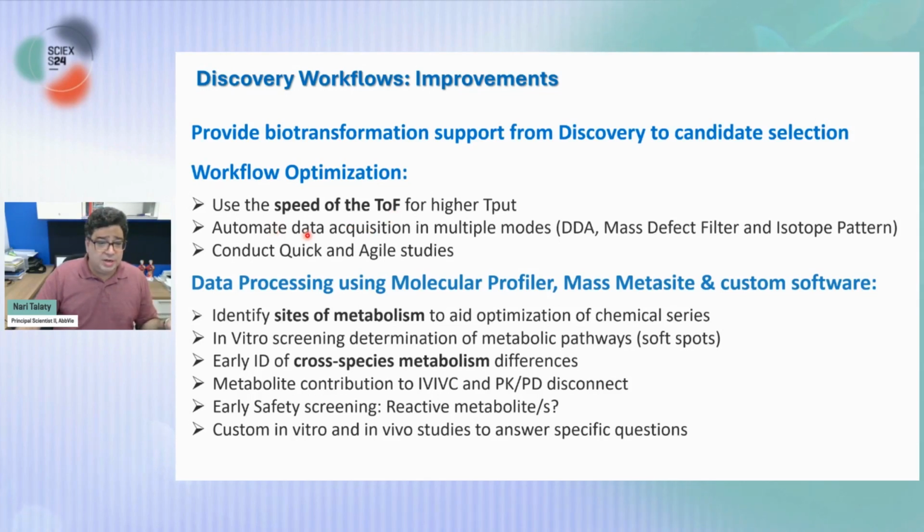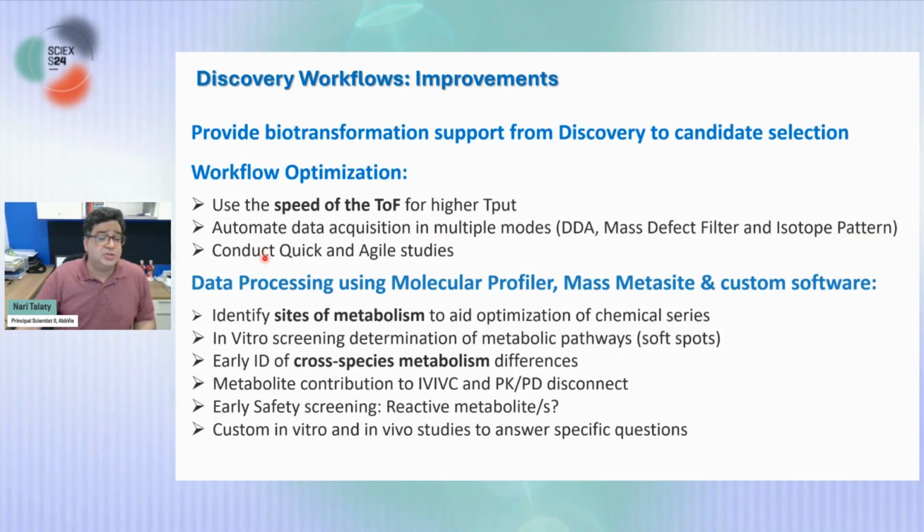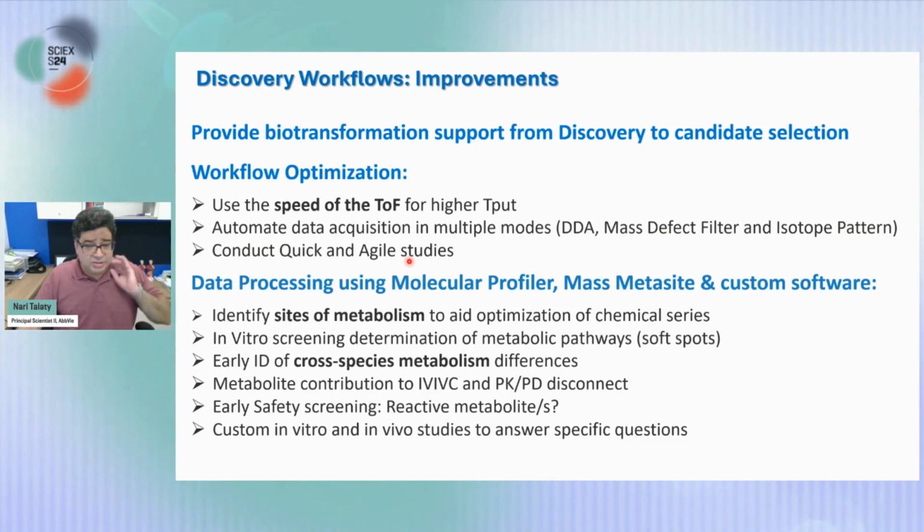We want to automate our data acquisition workflow, and we are working with our SciEx colleagues. They're helping us to do that. Again, DDA, mass defect filter, and isotope pattern. I mentioned that on the previous slide. Those are the ones we will use, and we will do quick and agile studies. That's the ultimate goal. We want to do most of our in vitro work using this platform. We want to industrialize the 7600. We want it to be like a workhorse. Now, the other thing is we have two platforms. We have two 7600s. One will be dedicated to our discovery work.